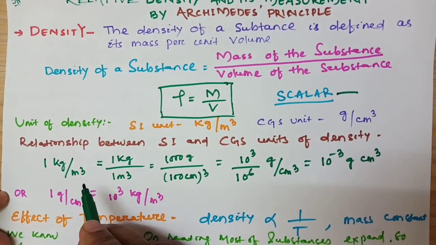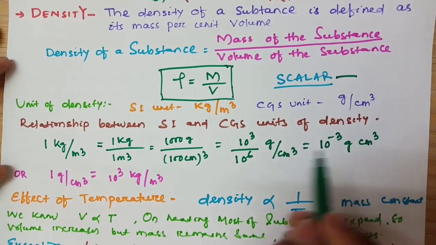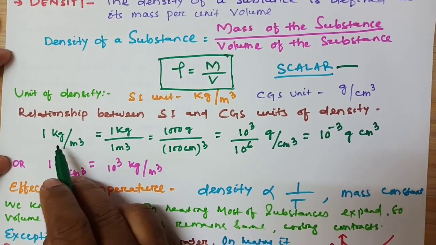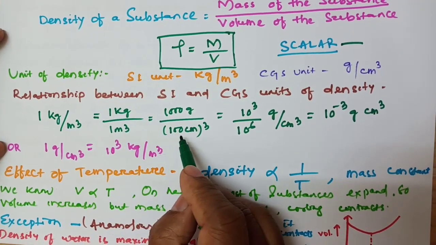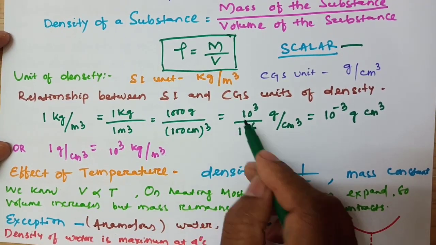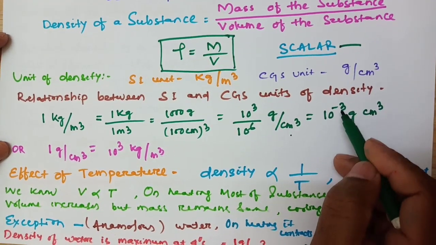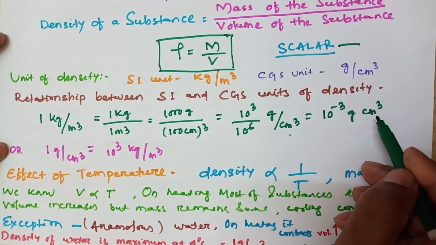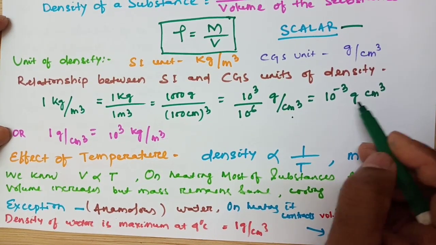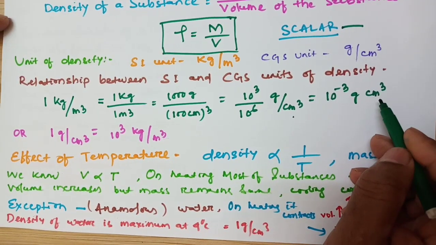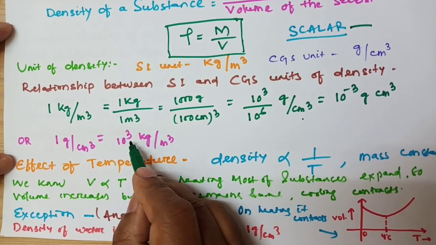Now, they have a relation. The relationship between SI and CGS units of density. The SI unit is 1 kg per meter cube. Converted to gram, that is 1000 gram by 1 meter, which is 100 centimeter, whole cube. So 10 to the power 3 becomes here 10 to the power 6 gram per cubic centimeter, which becomes 10 to the power minus 3 gram per cubic centimeter. So 1 kg per meter cube is equal to 10 to the power minus 3 gram per cubic centimeter in CGS, or 1 gram per cubic centimeter is equal to 10 to the power 3 kg per meter cube.